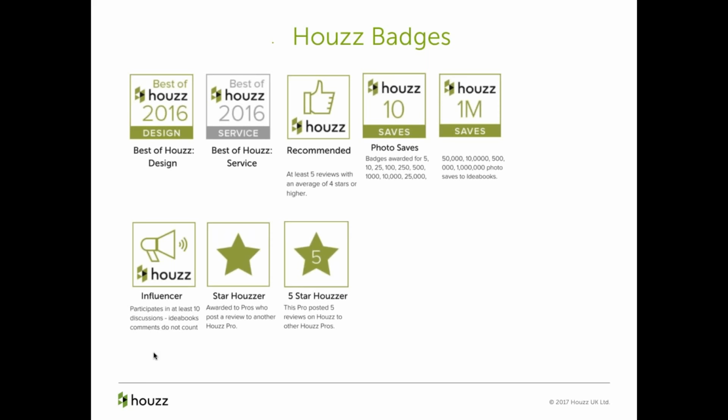The next one on the second line there is influencer, which is when you participate in at least 10 discussions, then you are awarded an influencer badge, which appears straight away on your profile. We also have a Star Houser badge, which is awarded to pros who post a review to another professional on Houzz. And then we have the 5-Star Houser, which is when you've posted 5 reviews to another professional on Houzz. This is quite easy to achieve. I'm sure if you jump onto Houzz, you'll see other professionals that you've worked for or with or collaborated with.